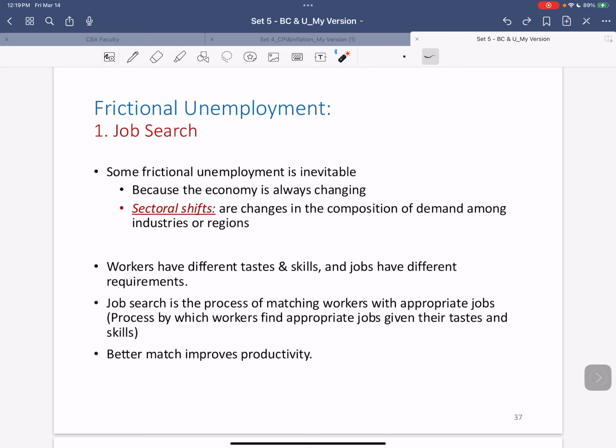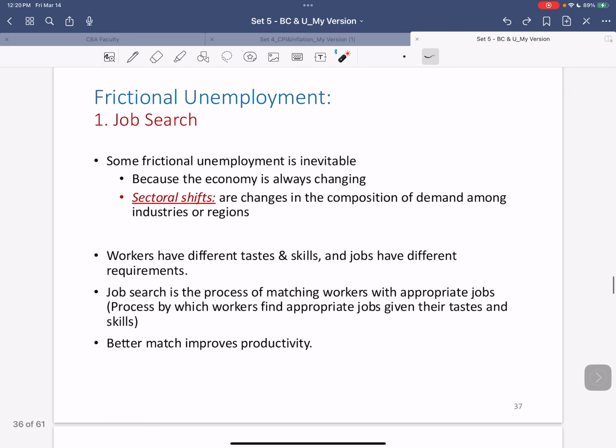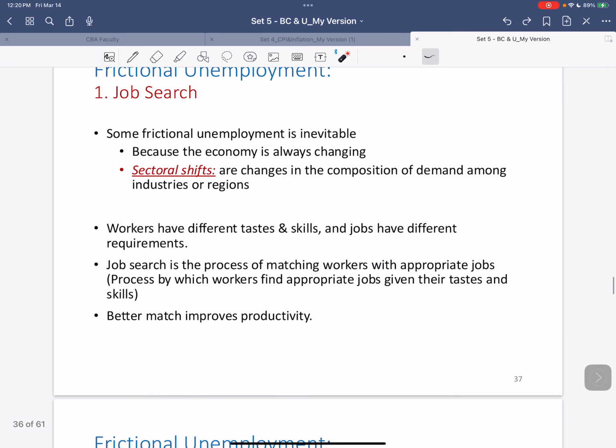Additionally, sectoral shifts. Do not confuse sectoral shifts with structural unemployment. Sectoral shifts are the changes in demand across industries. They can create temporary mismatches in the labor market. For example, if demand for IT jobs rises while manufacturing declines, displaced workers need time to retrain or relocate.